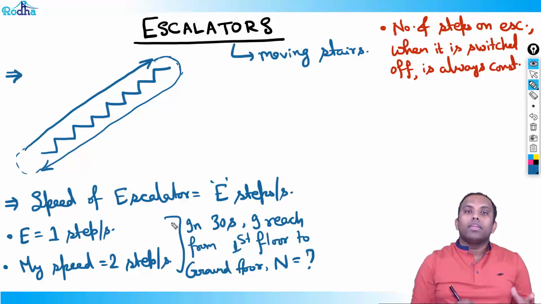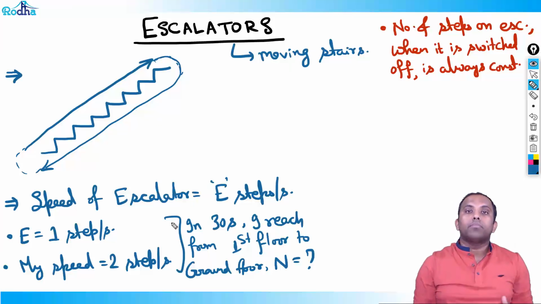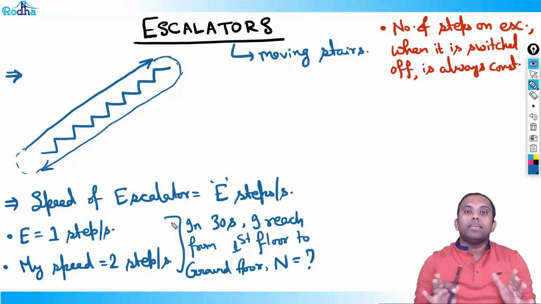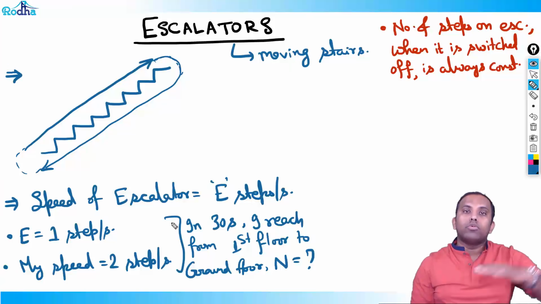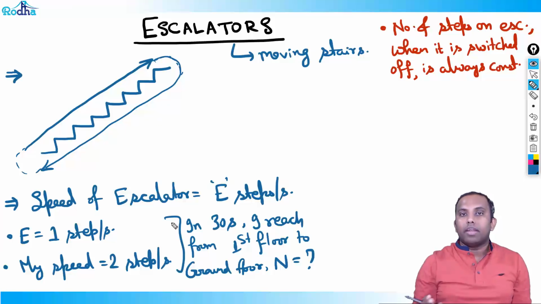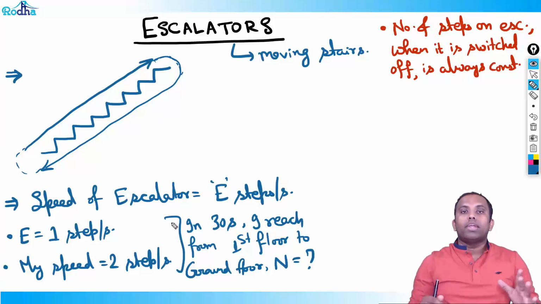Unless it is mentioned, always move yourself in the direction of the escalator. That means if it is written that you can climb up an escalator at the rate of 2 steps per second, and nothing else is mentioned, that means the escalator is also moving upward. If it is written that you can come down the escalator at a rate of 1.5 steps per second, and nothing else is mentioned, that means the escalator is also coming down. So unless it is mentioned, don't take the opposite direction.